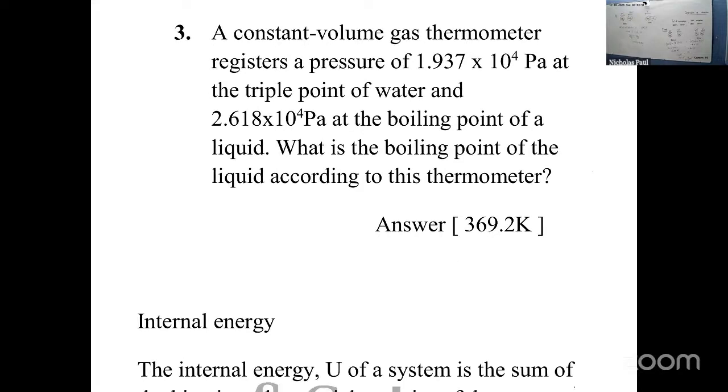The answer might be wrong, so let's check it and see. Try to find the temperature of boiling water, so try to find the boiling point of the unknown liquid. Work out number 3 there.